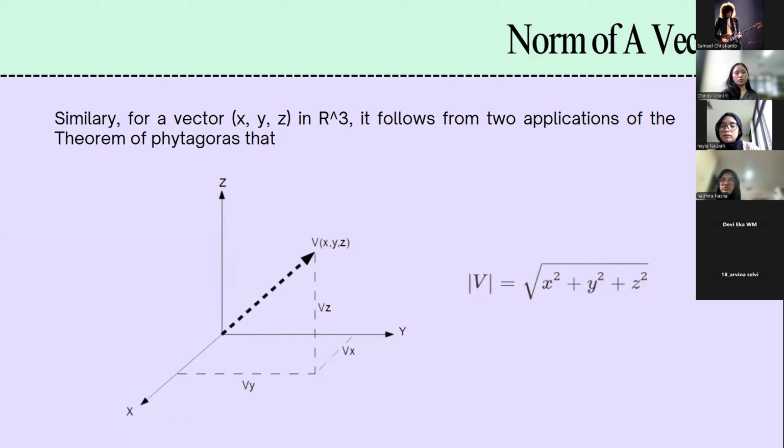Similarly, for the vector in three spaces, x, y, and z, it follows from two applications of the theorem of Pythagoras that there is an x, y, and z axis, and there is a line vector phi, x, y, z. So the norm of vector phi is the square root of the sum of x squared plus y squared plus z squared.